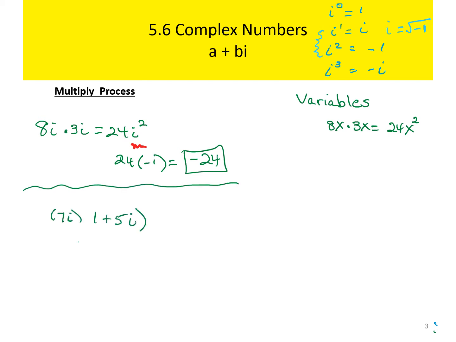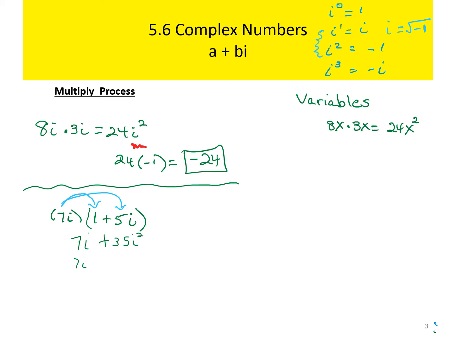Here we go. We're going to multiply 7i times the 1 plus 5i. Now, this is distributive property, the same way you would do it if there were variables. Well, i is a variable. So we're going to have 7i times 1 is going to be 7i, and 7i times the 5i is 35i squared. And there's i squared again.